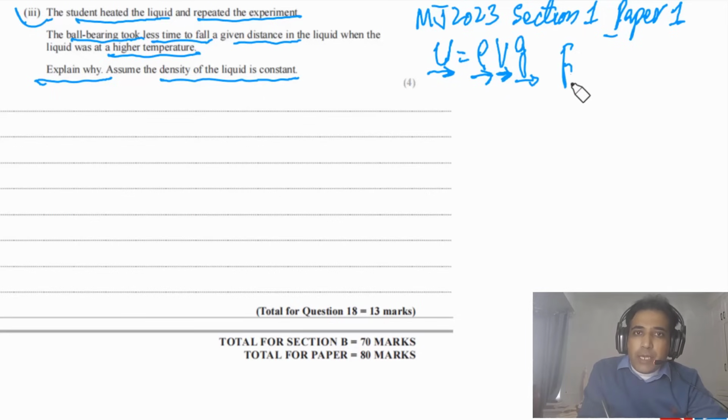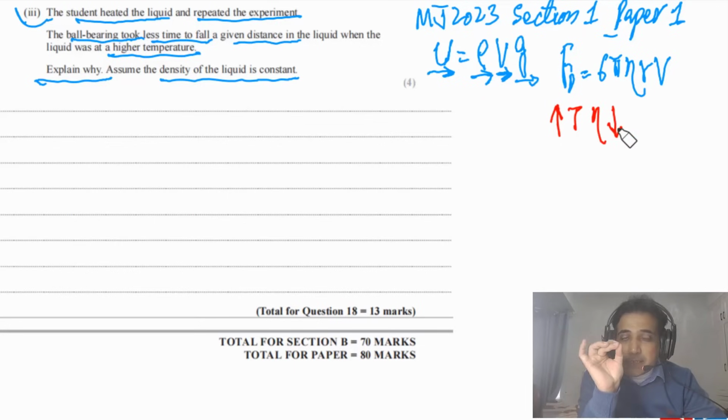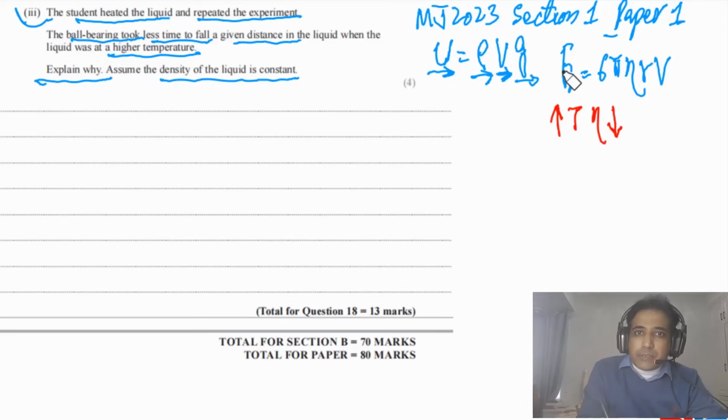And drag force Fd is equal to 6 pi eta Rv. In this case, it is given to us that temperature increases. As temperature increases, viscosity will go down. As temperature increases, the viscosity of the fluid will go down, meaning the fluid will be less viscous. As the fluid is less viscous, it means drag force will go down. So we can say as viscosity decreases, Fd also decreases. Radius, the size of the object, is constant, and if this drag force remains constant, then velocity has to increase.